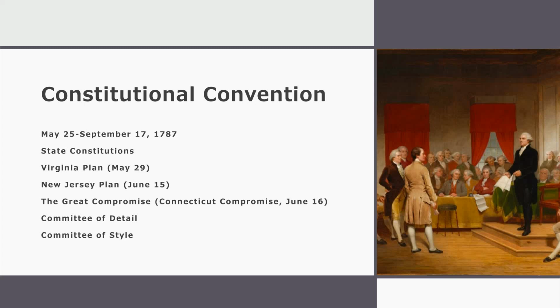Even though these individuals went well beyond their authorized purpose, they did develop a solution that would continue the nation into its present day. It was at the Pennsylvania State House that 55 delegates met from May 25th to September 17th of 1787.